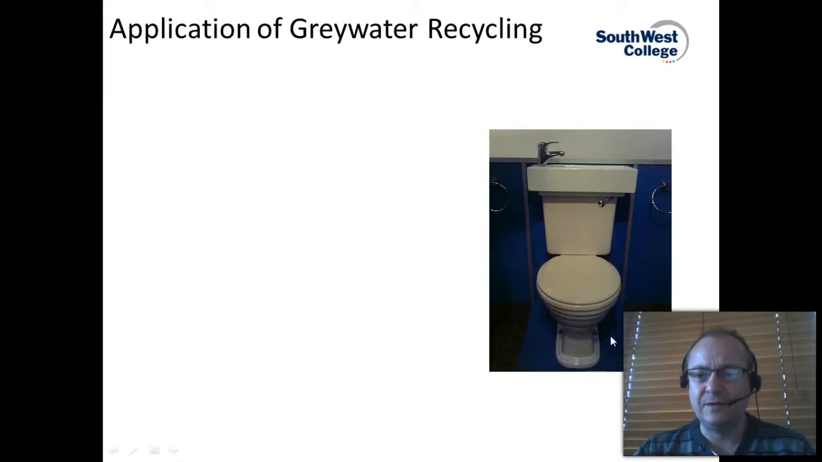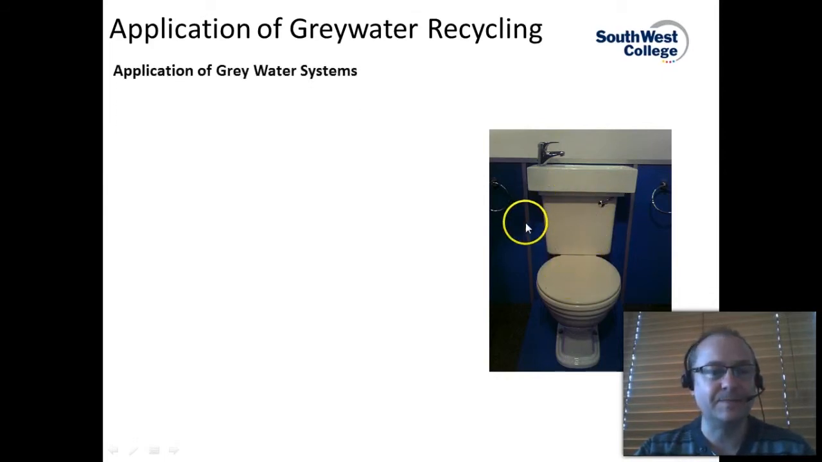Here's another novel application of a greywater system, where they actually put the hand sink on top of the toilet cistern. So basically the water used for washing your hands generates your greywater, and then the toilet underneath recycles it. So very, very basic greywater recycling system.